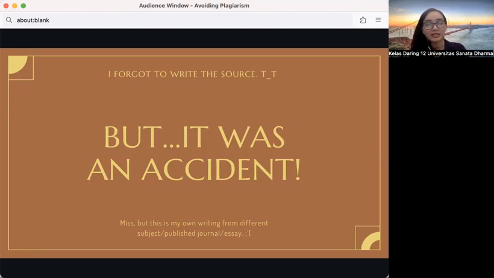In other words, it is recycling or duplication, or multiple submissions of research findings without any disclosure or acknowledgement. Reusing parts or even a whole body of work that has already been submitted for an assessment or for a journal without proper citation is called self-plagiarism.